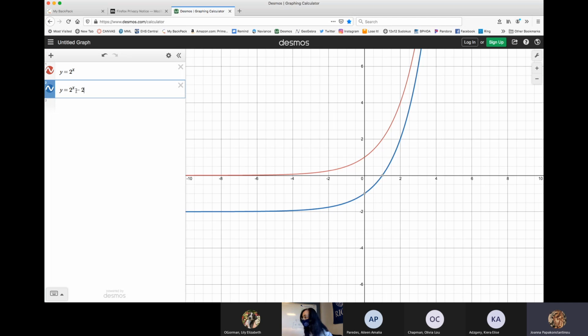Y equals -2, right? So the domain is all real numbers. The range is open parentheses -2 to infinity, and then we have the horizontal asymptote at y equal -2.